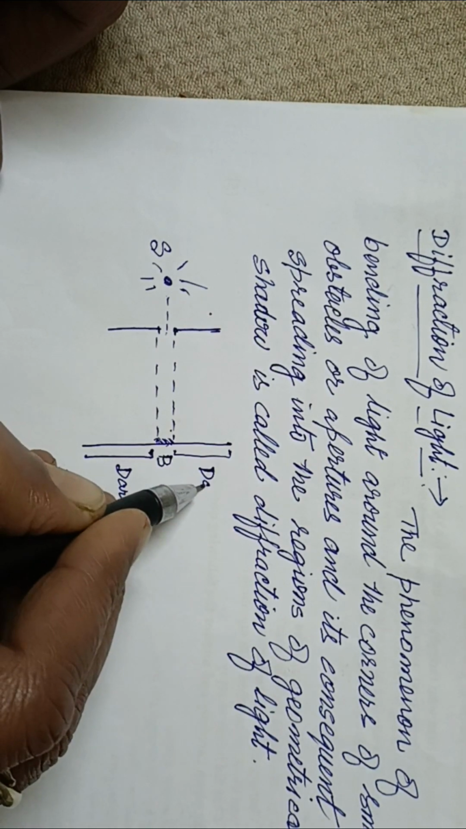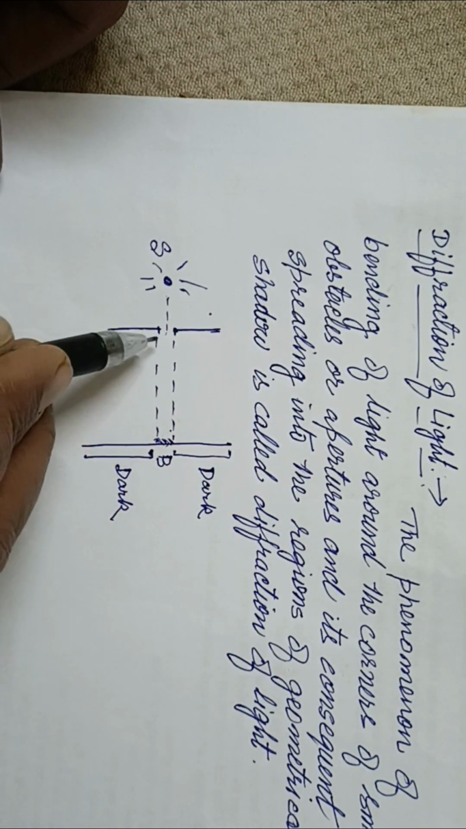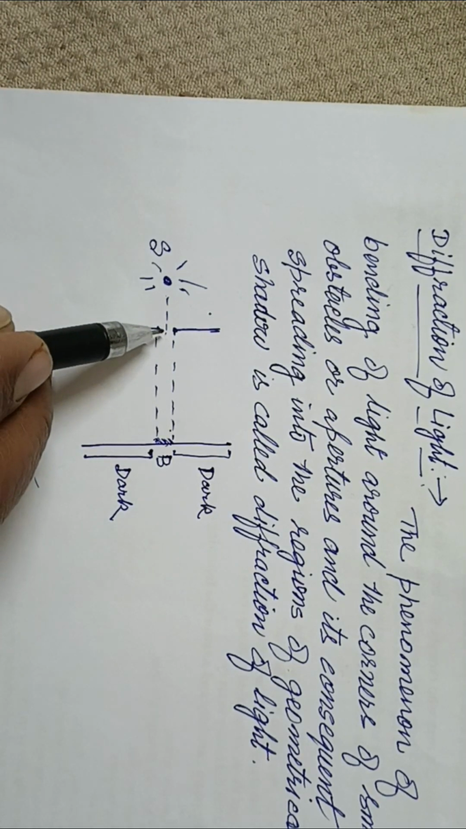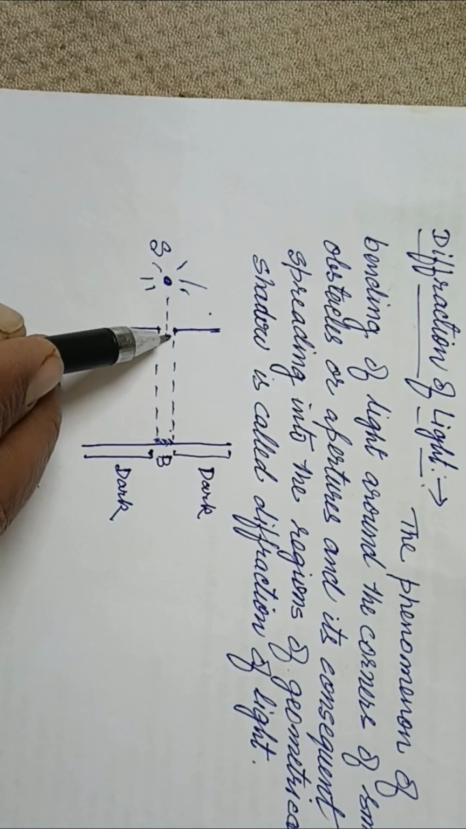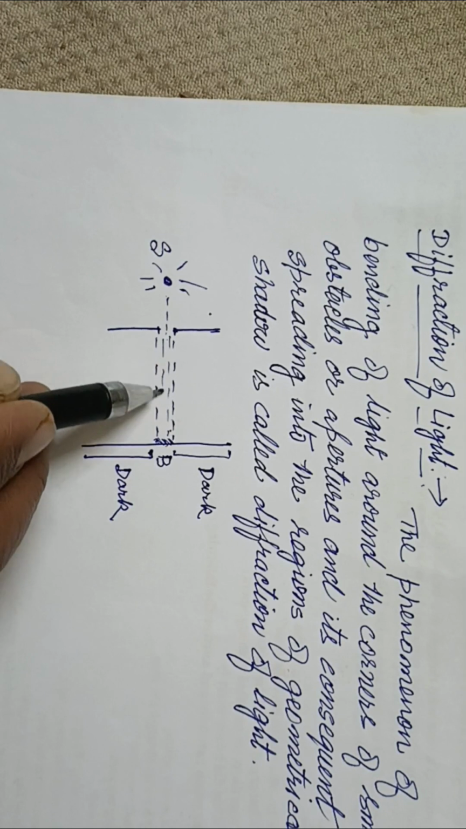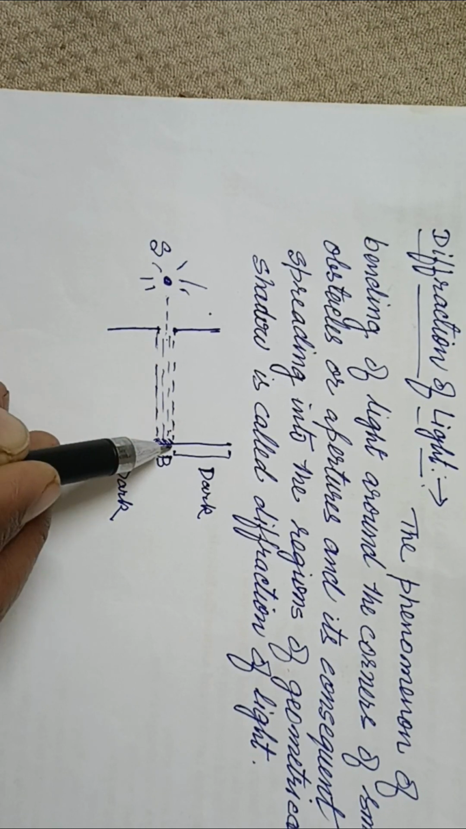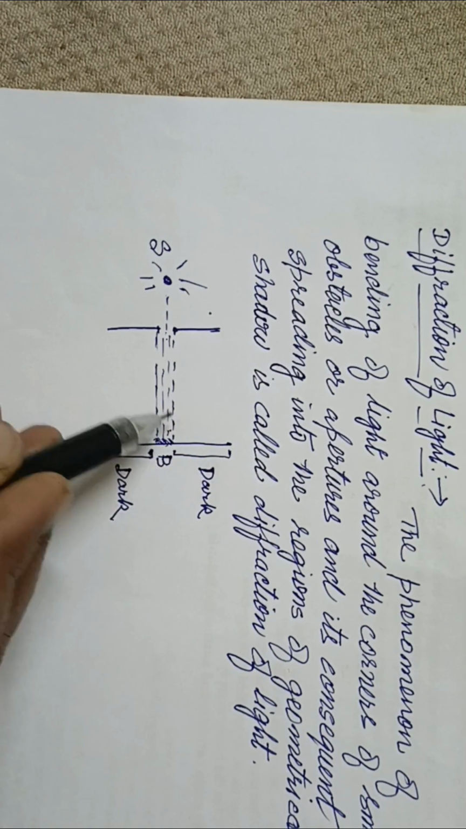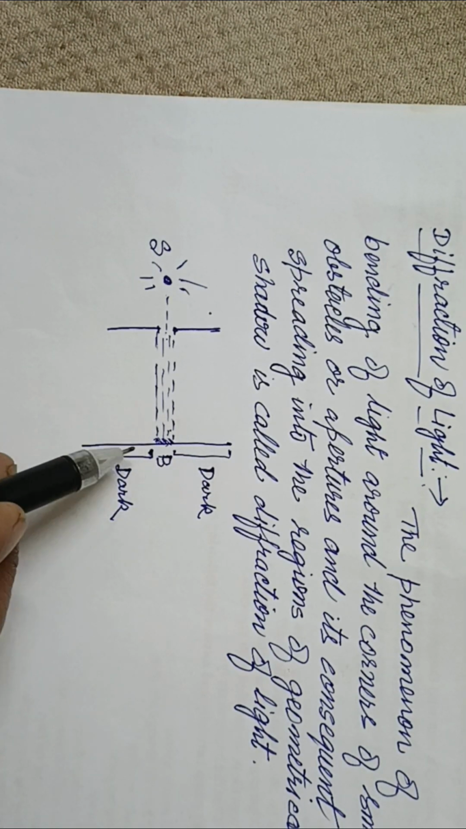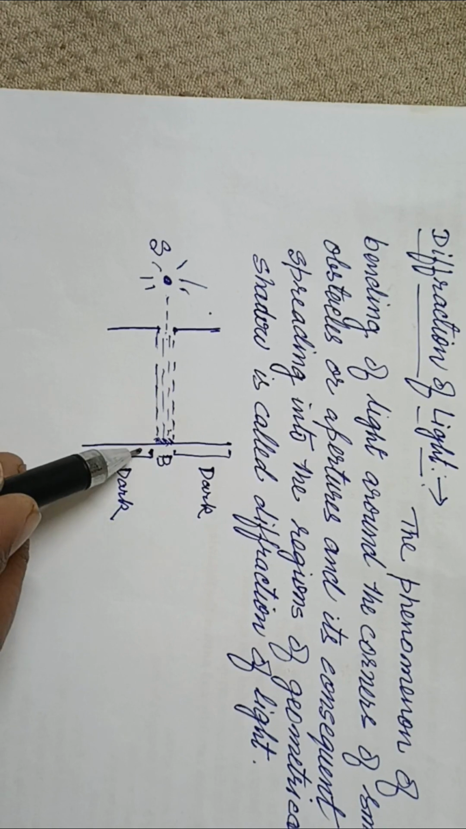You will think like that, because light travels in a straight line, so it should go through the slit and it should impact on this place only. You will get the bright patch over here, and the upper portion and the lower portion should be dark. But in a true sense it is not happening.